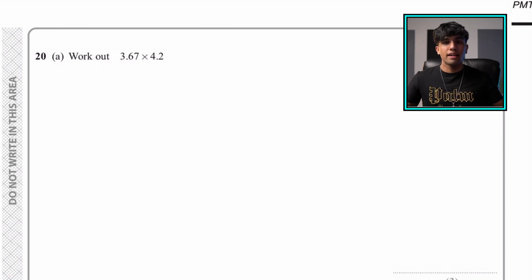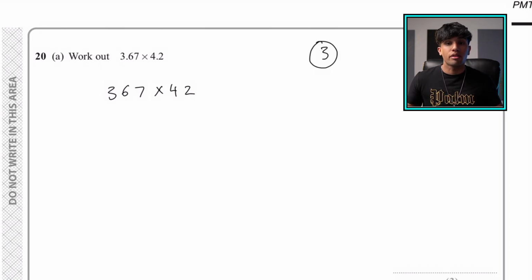Question 20. Without using a calculator, we need to work out 3.67 times 4.2. Our first step is to remove all of the decimal places in the question. We've removed 3 decimal places in total, so let's make a note of that on the side. Now, using column method, we can work the value of this out.